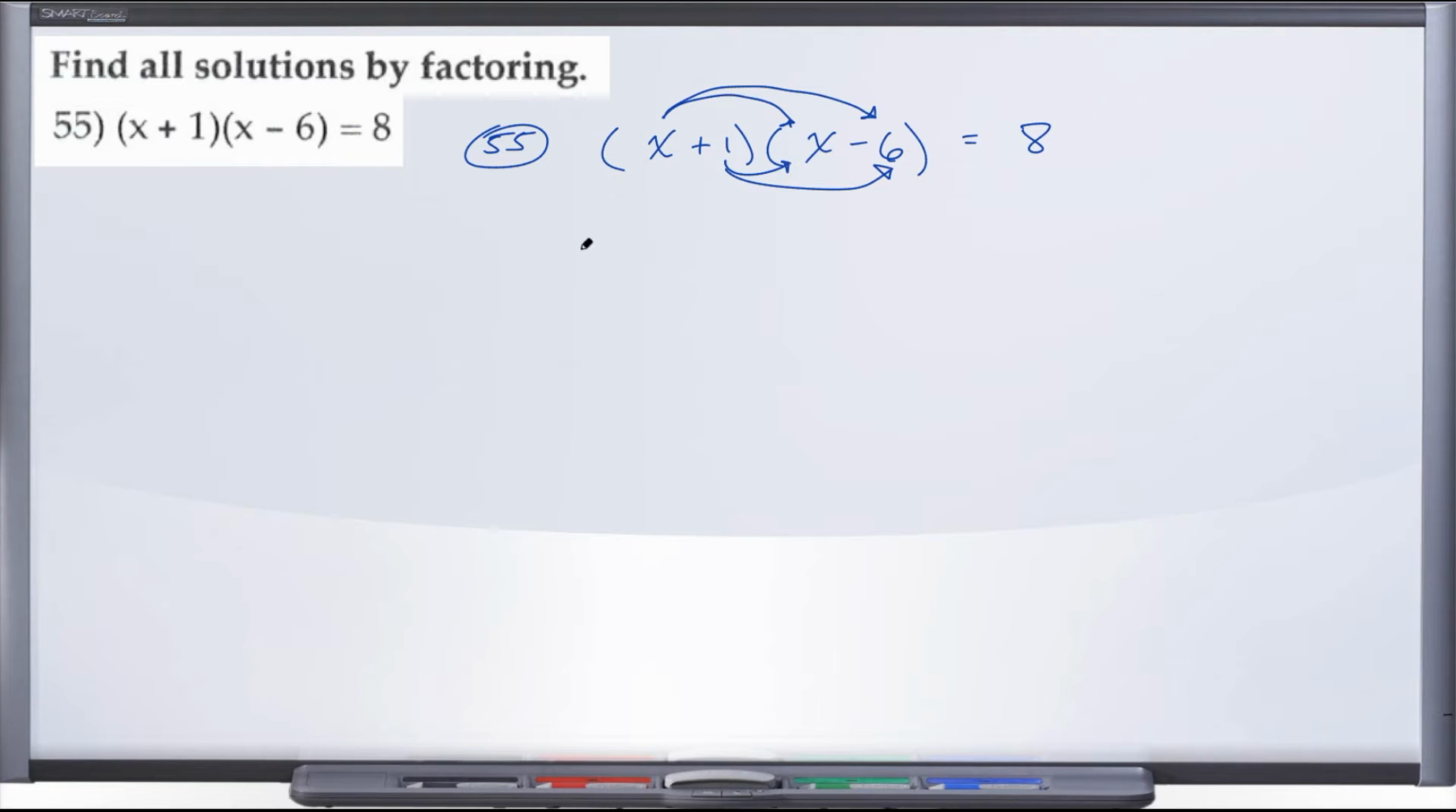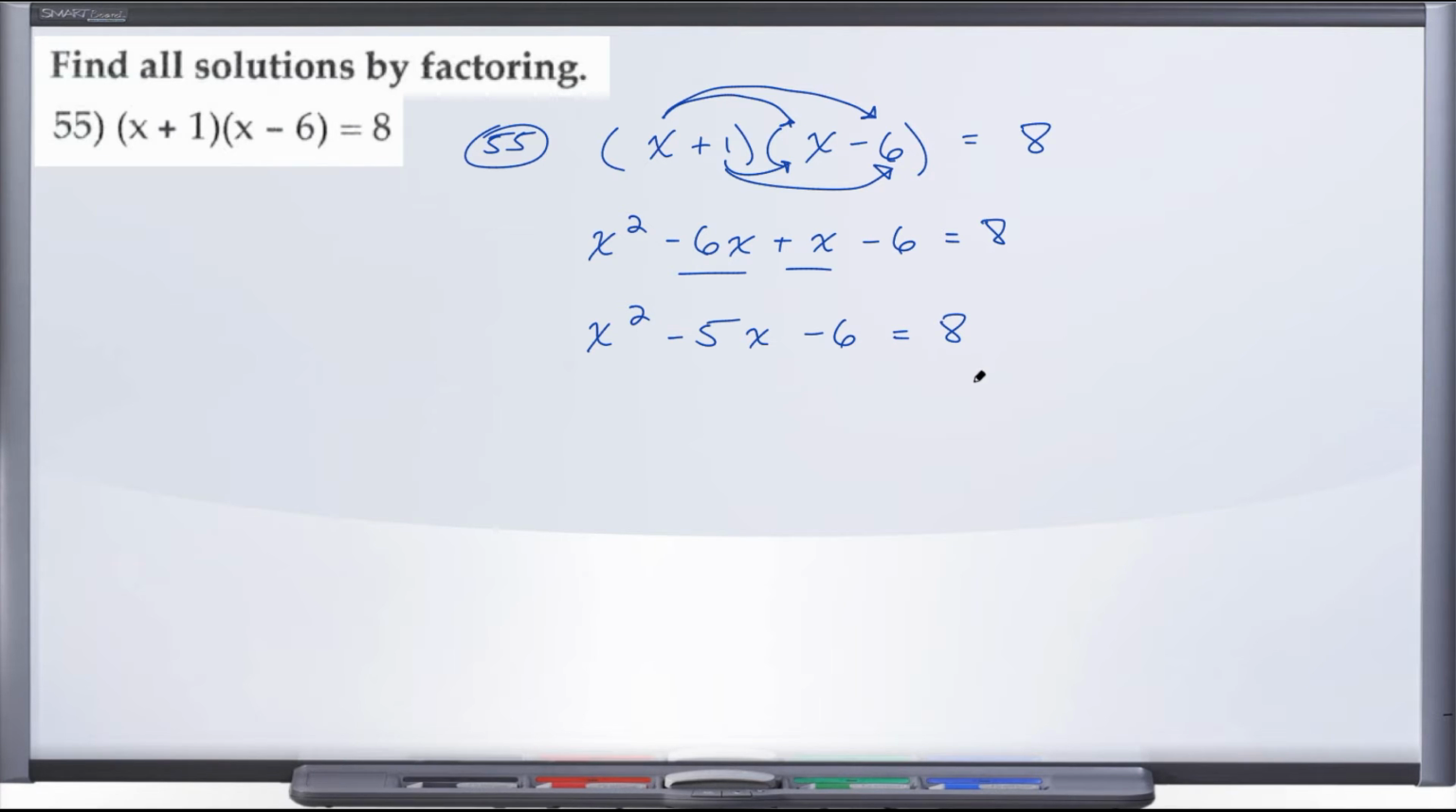So we have x times x, which is going to give us x squared, and x times negative 6 is minus 6x. 1 times x will be plus x. 1 times negative 6 is negative 6, and then equals 8. All right, here we go. Let's combine our like terms. So we have x squared, and negative 6x plus x is minus 5x, minus 6 equals 8.